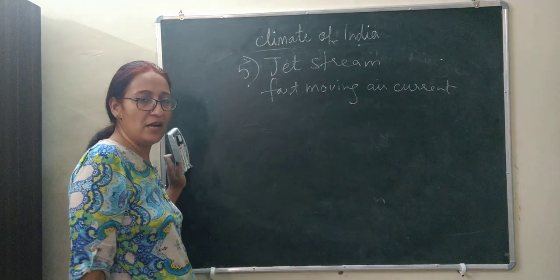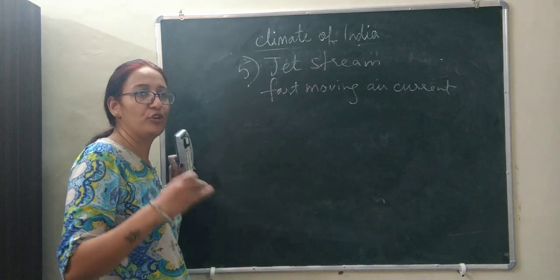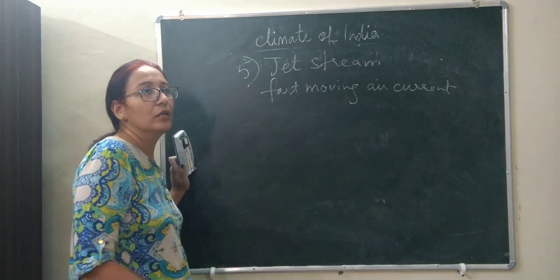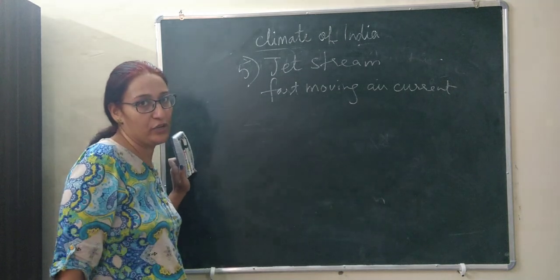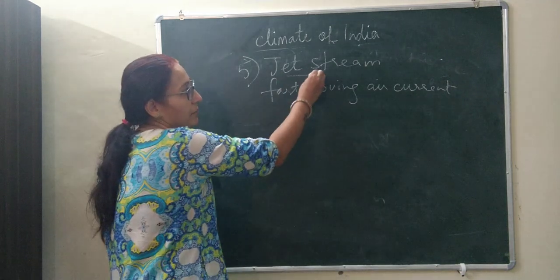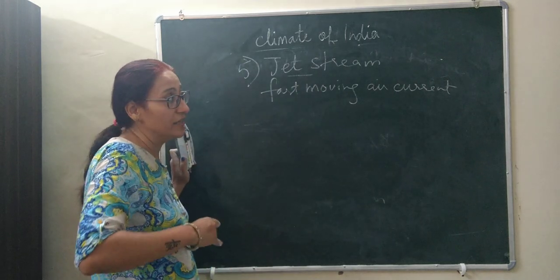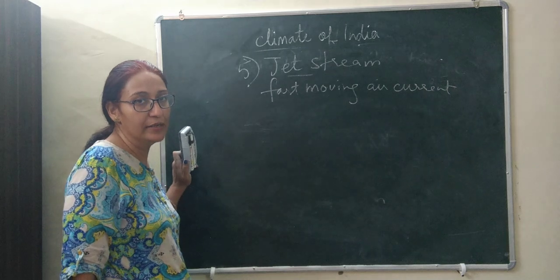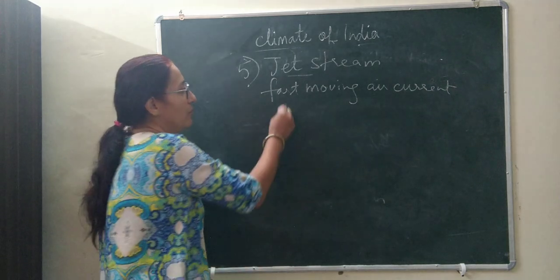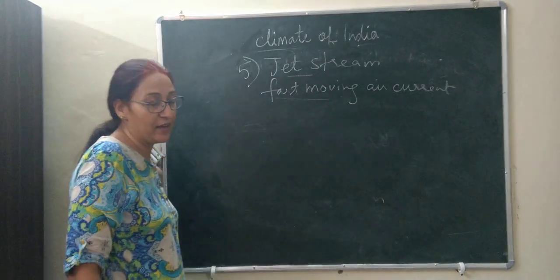There are 5 layers of atmosphere: troposphere, stratosphere, mesosphere, thermosphere, exosphere. These are the different layers of atmosphere. Basically, jet streams blow above troposphere, between troposphere and stratosphere. So these are the fast moving air currents.